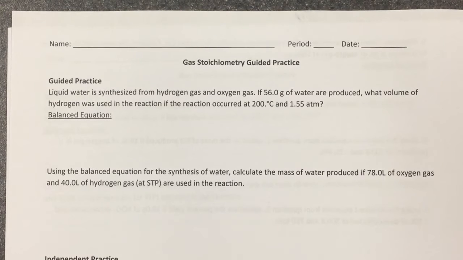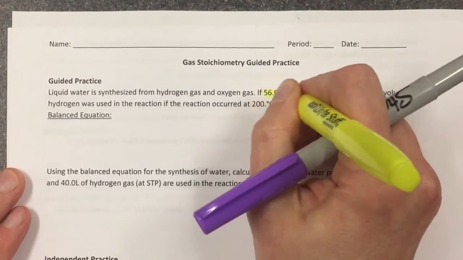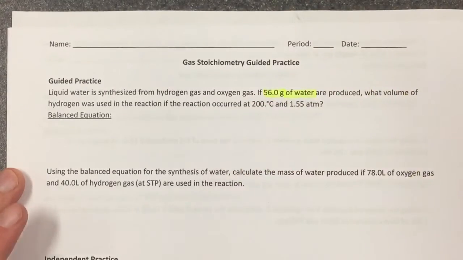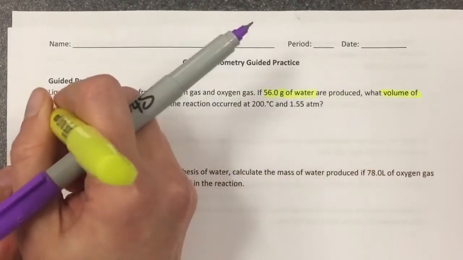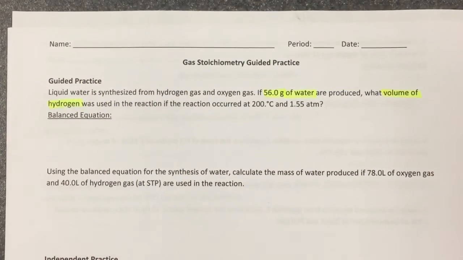First one, liquid water is synthesized from hydrogen gas and oxygen gas. If 56 grams of water are produced, what volume of hydrogen was used in the reaction if the reaction occurred at 200 degrees Celsius and 1.55 atmospheres?